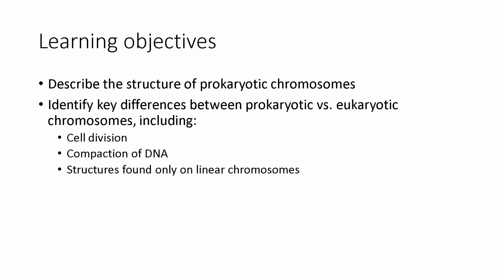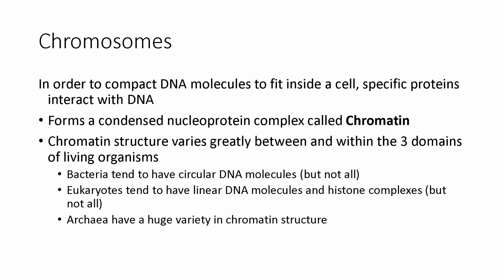Chromosomes. In this section, we aim to describe the structure of prokaryotic chromosomes and identify the key differences between prokaryotic and eukaryotic chromosomes. These differences include how cells divide, how DNA is compacted, and the presence of structures found only on linear chromosomes. Understanding these distinctions is foundational to grasping the organization and behavior of genomes across the domains of life.